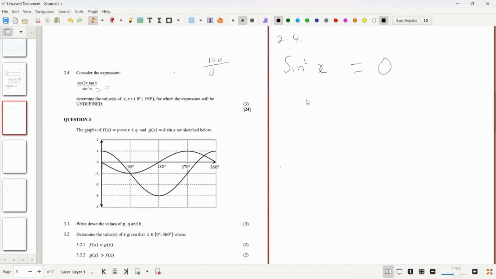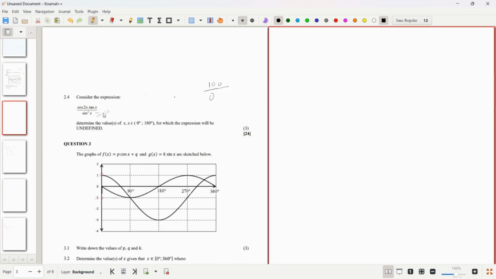So it's very important to note that down. So we have three values for x, where x equals to what? 0, where x equals to what? 90. Okay. And then when x equals to what? 180. Okay, so we are done here. We've determined the values for x, right?